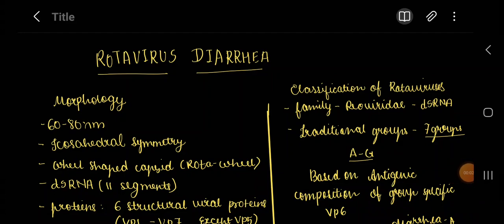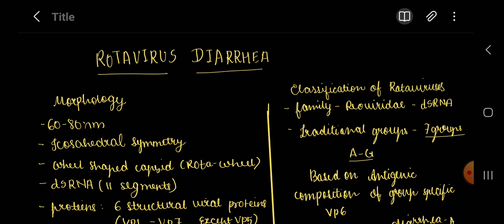Now we will study viral gastroenteritis. The most common virus which causes gastroenteritis is the rotavirus, and rotaviruses are the most common cause of diarrheal illness in children. Now we will study its morphology.